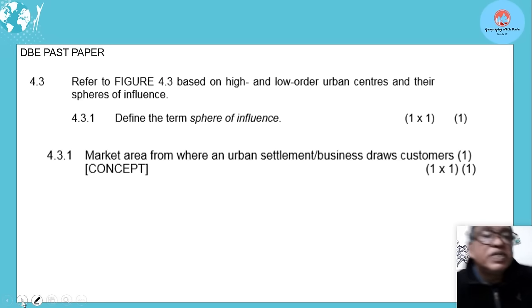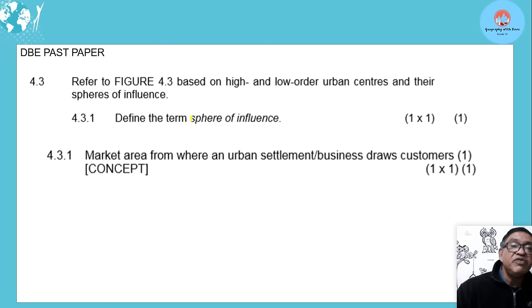First question. Define the term sphere of influence. Okay, and it's one mark. Remember, definitions in full: a market area where urban settlements or businesses draw their customers, or the area from which a center draws its customers.